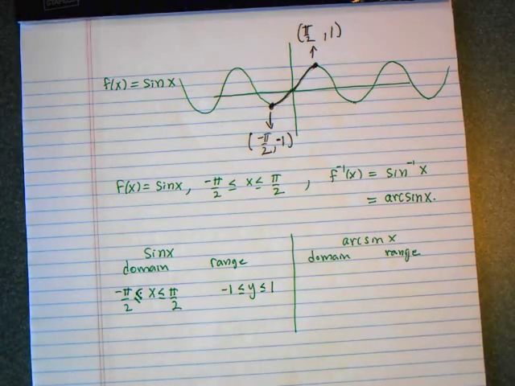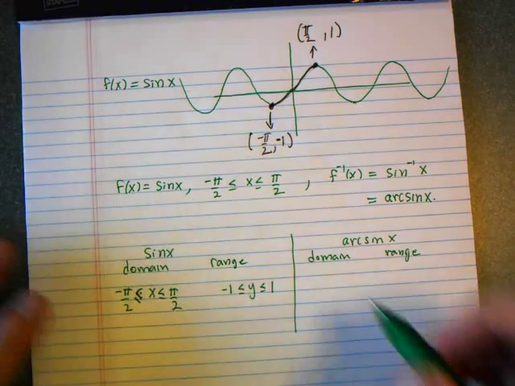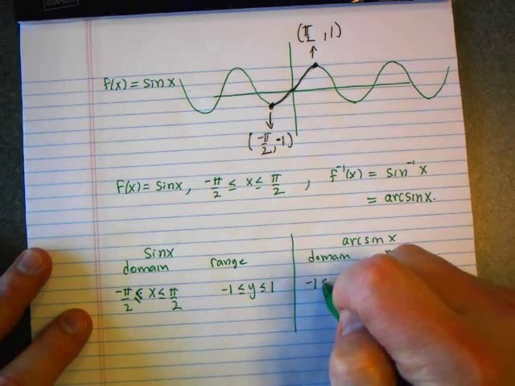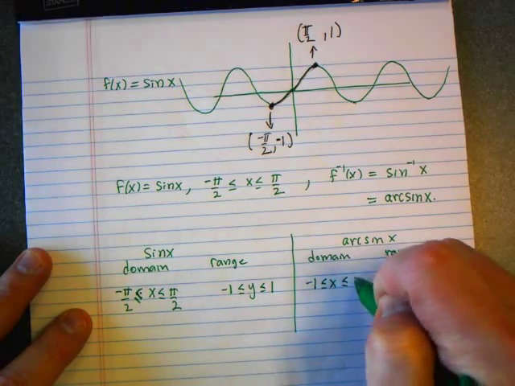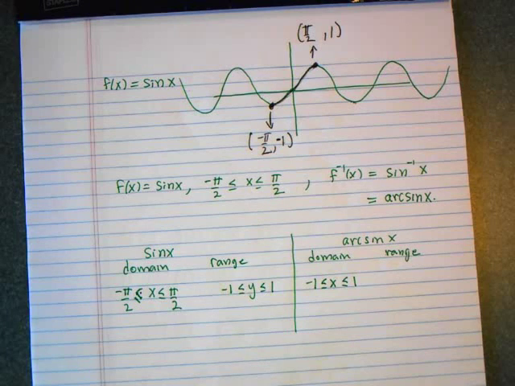All right, how about arc sine? What numbers can I plug in for x for arc sine? What does the inverse do? Inverse flips the x's and the y's. So what numbers can I plug into arc sine? I can plug in numbers between negative 1 and 1. Those are the numbers I can plug into arc sine.